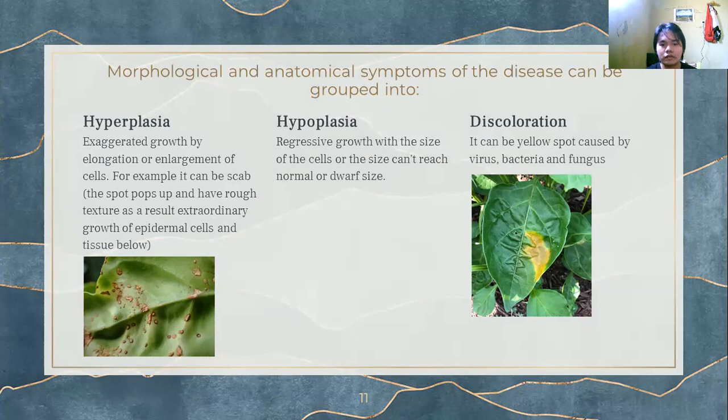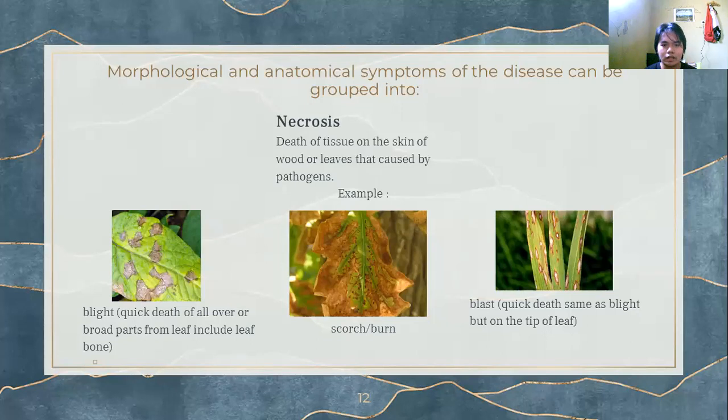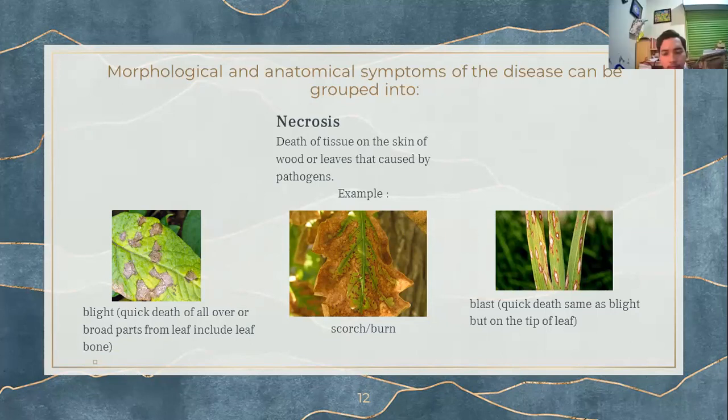Hypoplasia is regressive growth with the size of the cells being rather small, or it can be called dwarf size. Discoloration can be a yellow spot caused by virus, bacteria, or fungus. The last one is necrosis, death of the tissue on the skin of wood or leaves that is caused by a pathogen. It can be such as blight, scorch, or blast.